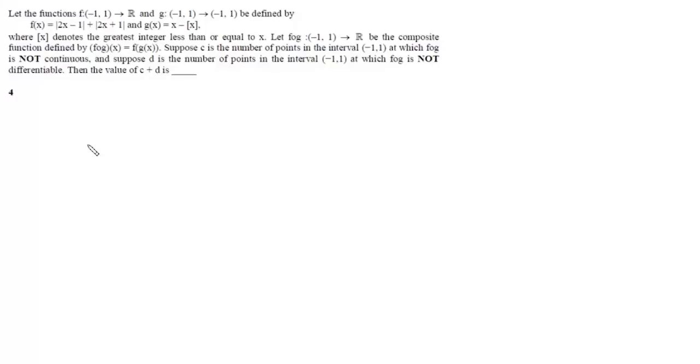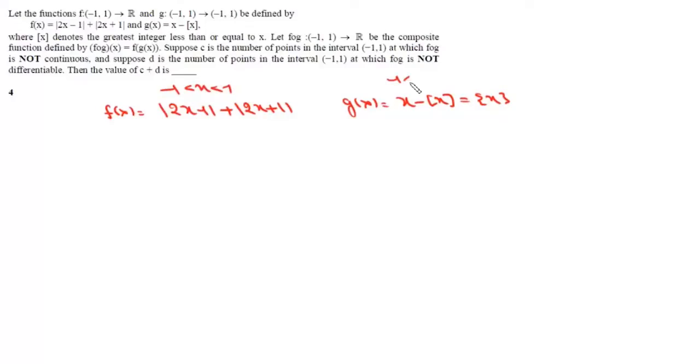Now here the question is, we are given these two functions f and g, where f(x) is defined as mod of 2x minus 1 plus mod of 2x plus 1, and where g(x) is x minus the greatest integer function of x, which is basically the fractional part of x. Now f is defined when x lies between minus 1 and plus 1, and so is g, from minus 1 to plus 1. And f of g(x) is this composite function.